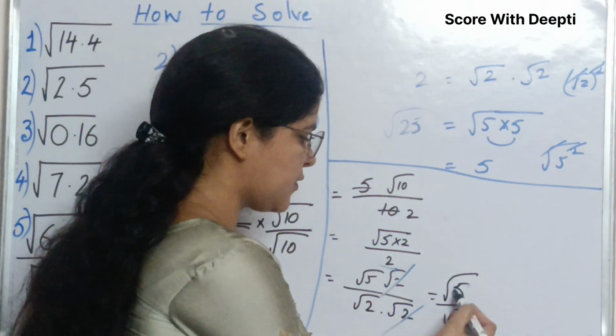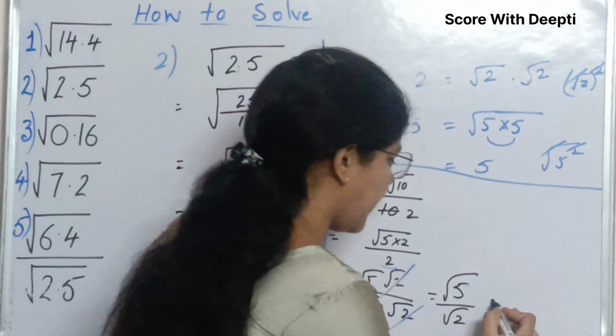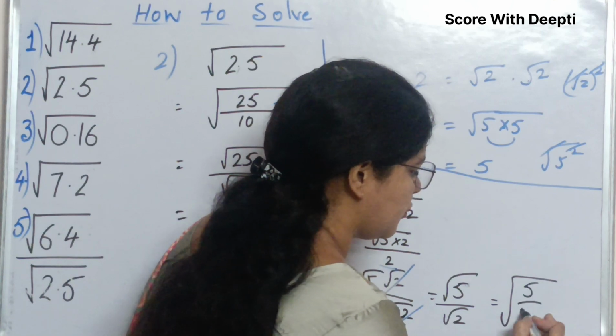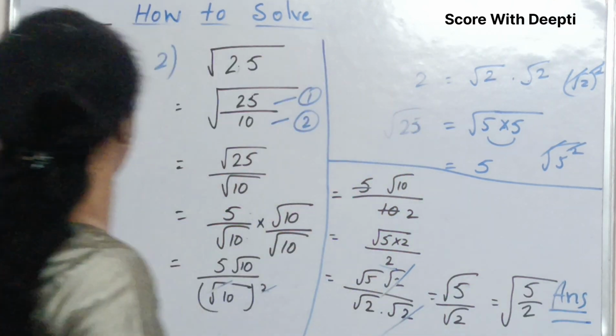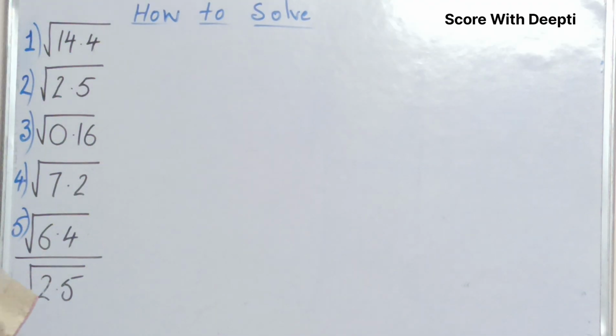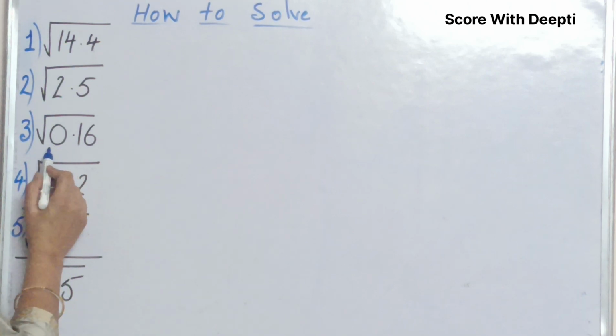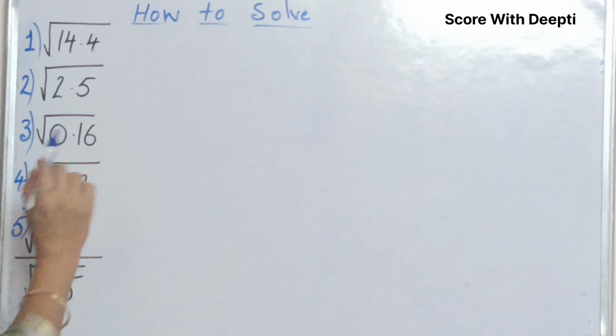Now in both the terms there is square root. So here we write square root 5 over 2. So this is our final answer. Now begin question number 3. Next, question number 3, that is square root 0.16.